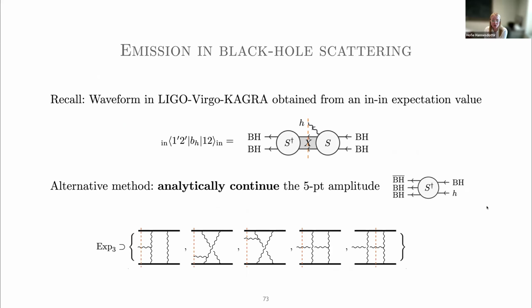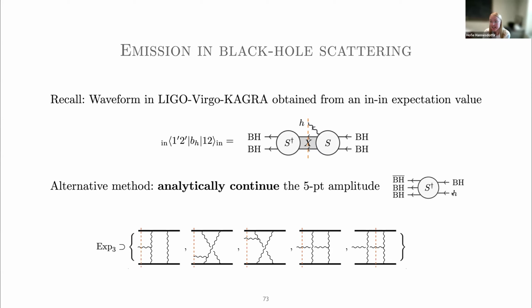So now we have our third way of computing the waveform. Before, we obtained it either as an amplitude plus a cut, or we obtained it using LSZ. But now we have a new method. We can analytically continue the 5-point amplitude. And this again hopefully drives home how entirely crazy these crossing symmetry equations are.